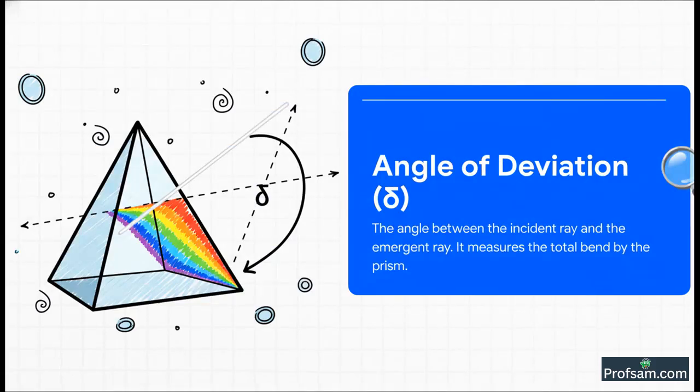Now think about it. If the prism wasn't there, the light ray would have just gone straight, na? But because of the prism, it has come out in a totally different direction. So the angle between the original path and the final path is what we call the angle of deviation. We use the Greek letter delta for it. Basically, delta just tells you how much in total the prism has bent the light ray.